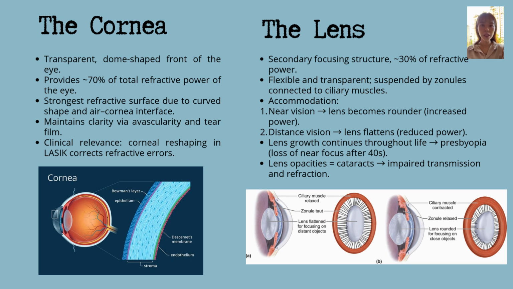Unlike the cornea, the lens is flexible. With help from the ciliary muscle, the lens can change its curvature, a process called accommodation. For instance, when you read a book up close, your lens becomes rounded to increase its focusing power. When you look at a distant mountain, the lens flattens. Unfortunately, as we age, the lens loses flexibility. This condition is called presbyopia, which is why many people need reading glasses after age 40.